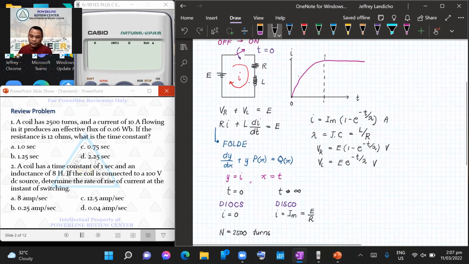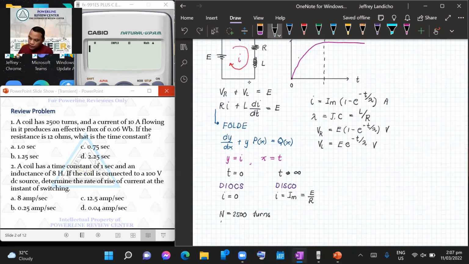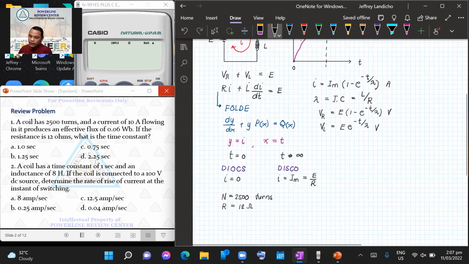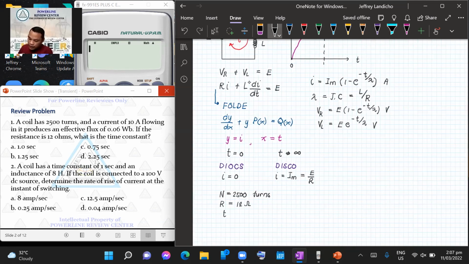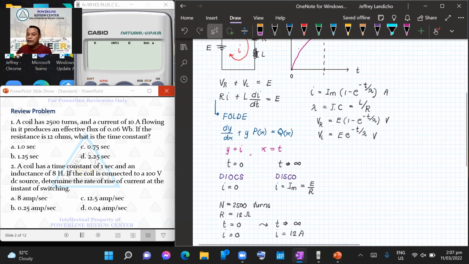Okay, then at time equal to 0, the switch is closed. So you have the resistance of the circuit that is only 12 ohms. Let us consider at time 0, the switch is closed, current is 0. But as time approaches infinity, we have found out that the given current is already 10 ampere. So we know from our DC, once the given coil is energized, it will provide what?